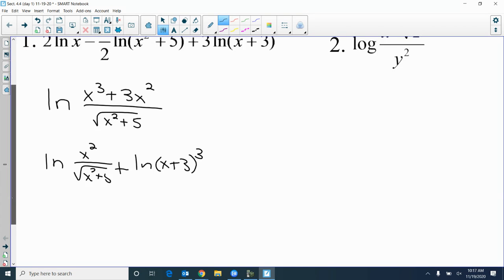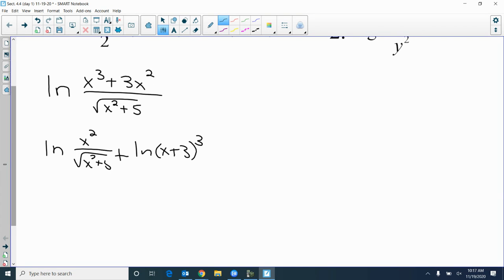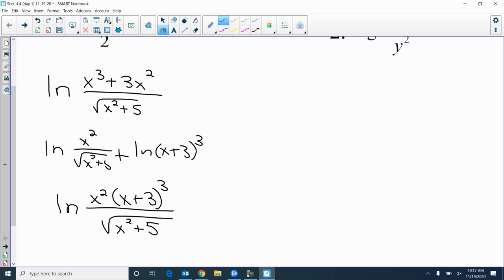Yeah. All right, now what's going on here? Since you got that x plus 3 cubed, technically you would have to cube that whole thing, which we don't want to mess with. And then don't worry about doing that later. Now, these two do multiply together, and that should go in the numerator, but I'm going to get x squared times x plus 3 quantity cubed over the square root of x squared plus 5. Okay. Agree?